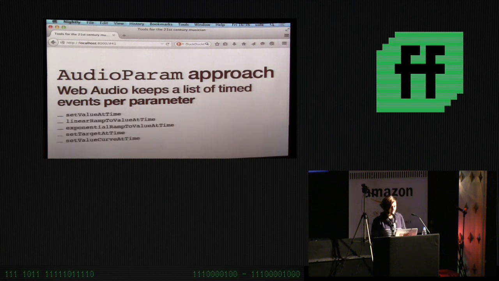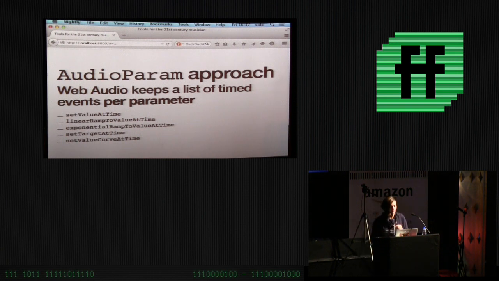So there's this set of functions that let you add events to the list. This is like defining curves in Photoshop and then having the engine play the curves for you. So this would be just linear, exponential. I mean, this is pretty obvious. I'm not going to bore you.